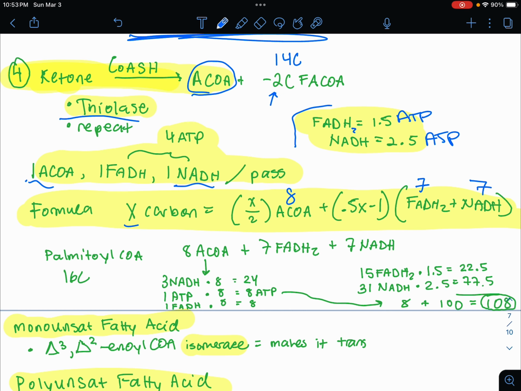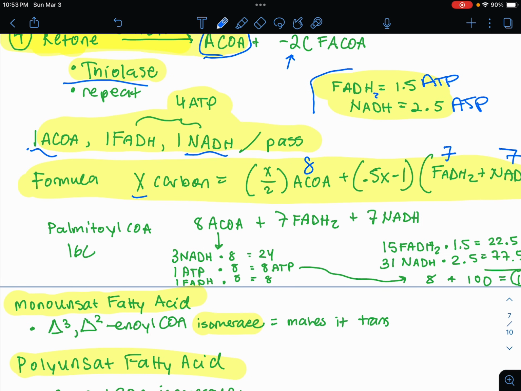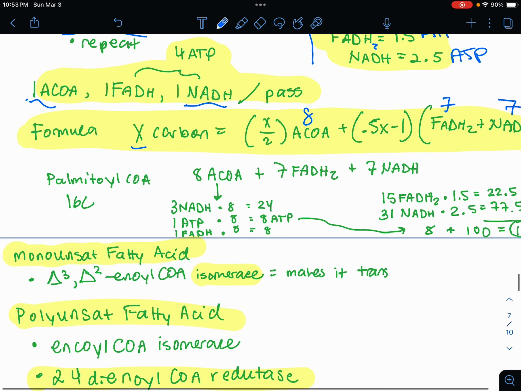So in that regard, let's say we took our palmitoyl-CoA and we want to know the amount of ATP after the beta oxidation and then also the citric acid cycle of the acetyl-CoA that we make. So again, using our formula, we would get 8 acetyl-CoA and 7 FADH2 and 7 NADH for palmitoyl-CoA after beta oxidation has completed.